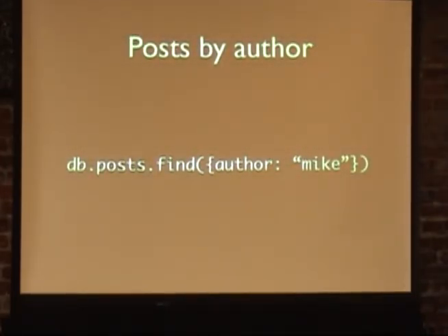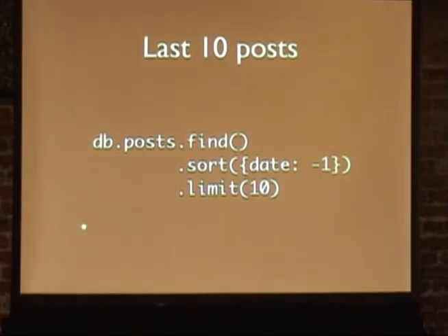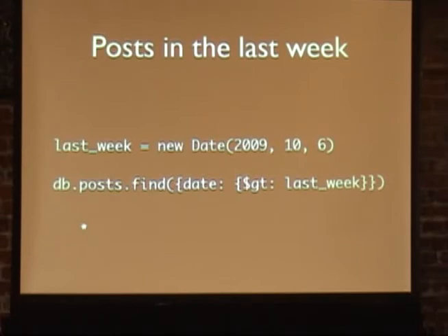So queries, we already saw how you do these, but here's how you find by author, basically. You can do more advanced things like sorting and limiting. Here we're sorting by date descending and then using limit to only get the last 10 posts. We can get posts in the last week. Just like we have these dollar sign operators for updates, we also have them for queries. So this is how you do some more advanced queries. Like here's a random query using this dollar sign GT, which is the greater than operator, to get all the posts that have a date greater than this last week date.